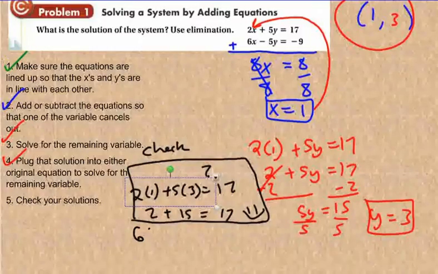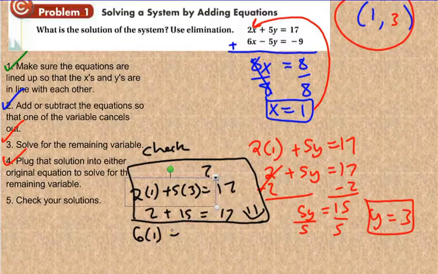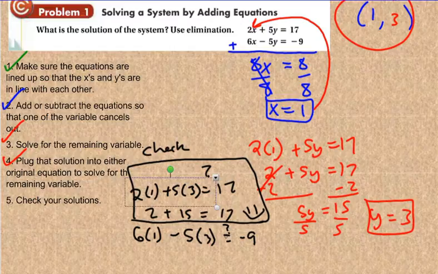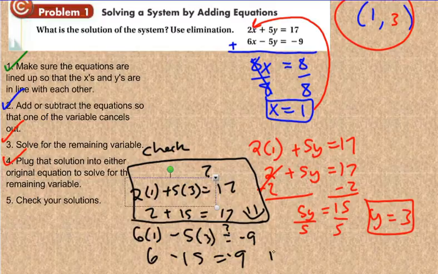6 times x, 6 times 1, minus 5 times 3. Is that going to be equal to negative 9? We shall see. 6 times 1 is 6, minus 15 is indeed equal to negative 9, so we are good to go there. That means our solution is correct. We're done. Woohoo!